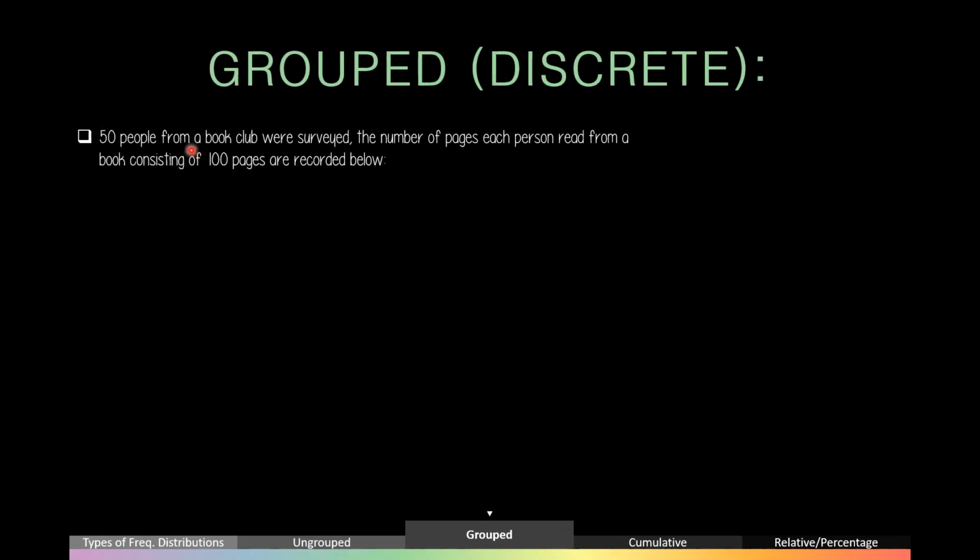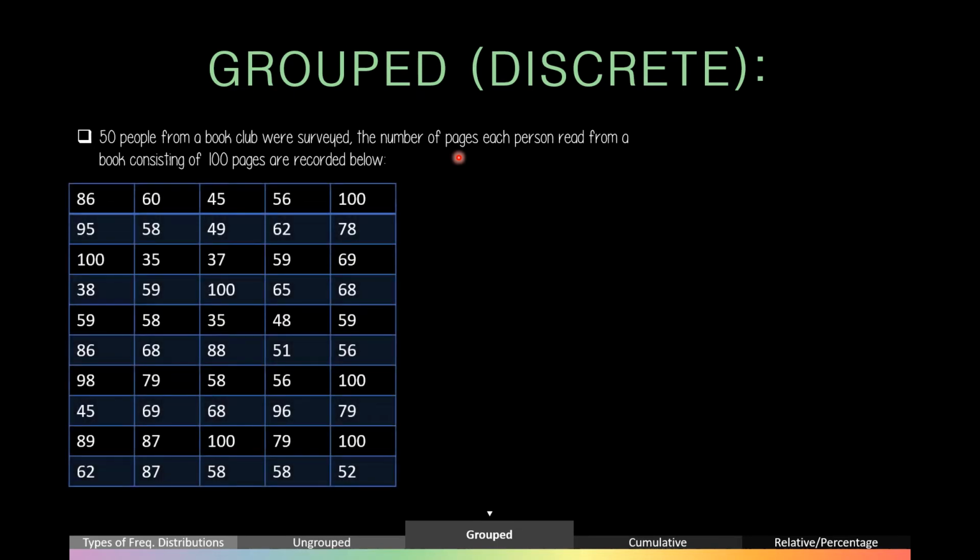50 people from a book club were surveyed, where essentially these 50 people are reading the same book that consists of 100 pages, and they are being asked how far along or how many pages they've read from that specific book. So in our table, we have 50 data values, and just glancing at it, we can see that some people have finished the book because they have read 100 pages, whereas most people are between 30 to 60 pages, suggesting that they are about halfway.